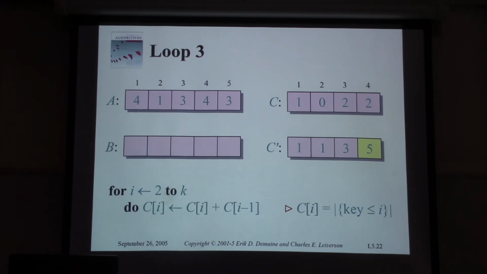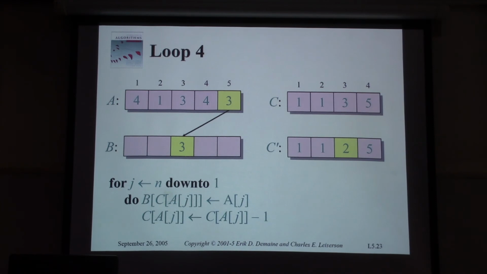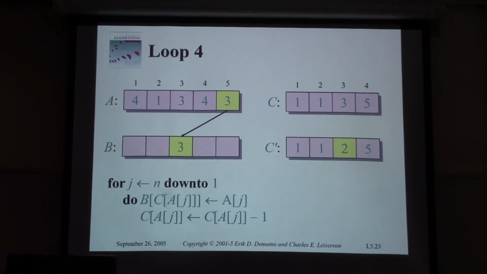So the next part is the last part of the algorithm. This is where things get a little crazy. So pay attention here. J is going to go from n down to 1. And we're going to be assigning elements A sub J.